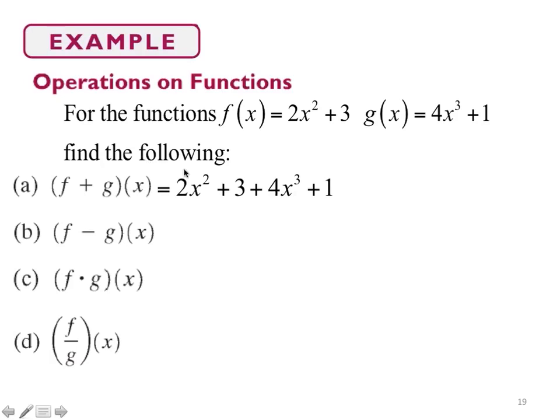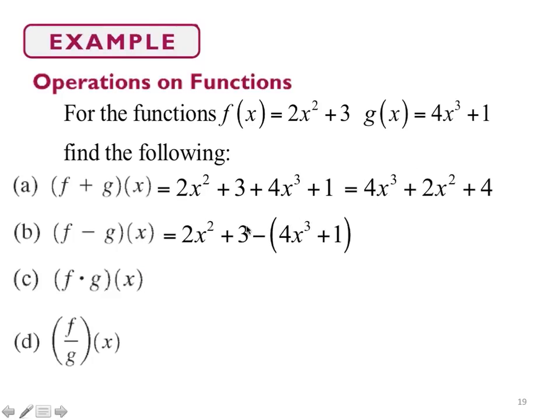So if we want to find f of x plus g of x, all we do is we just add everything together. 2x squared plus 3 plus 4x cubed plus 1. We want to go ahead and write it so that we have kind of a descending order of our exponents, and so that we've combined any like terms that we have. So 4x cubed is going to come first, and then plus 2x squared. 3 plus 1 gives us 4. So this would be our new function that we get when we add f of x and g of x.